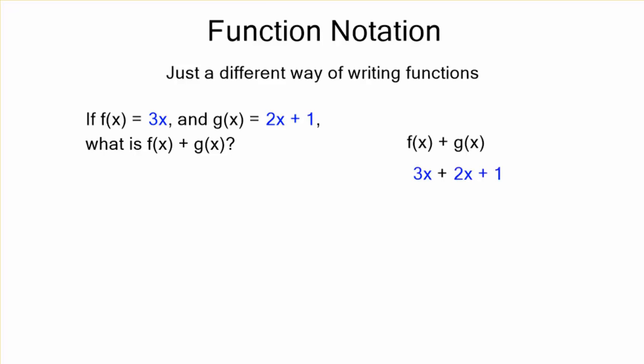So then you just plug in what they mean. 3x and the 2x plus 1. You add them together by combining like terms. 5x plus 1 is your final answer. That's all they're looking for. Just add the two functions together. So don't get confused when you see function notation. It's just a different way of doing things you already know how to do.